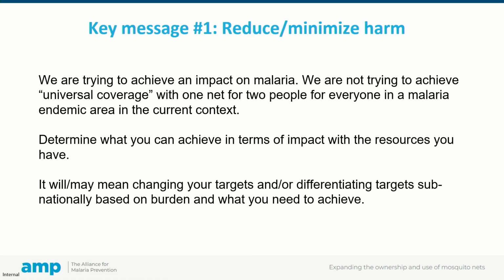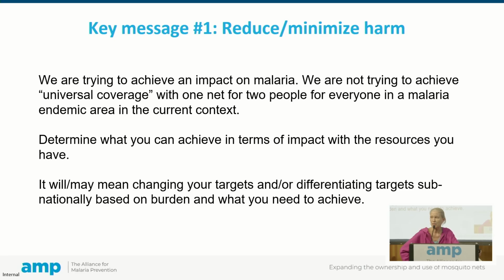Key message 1, I've got 5. So we're trying to achieve impact on malaria. Again, this is a long-term objective. We're not trying to achieve universal coverage. You need to determine what you can achieve in terms of impact with the resources that you have. And this is likely going to mean that you're going to need to change your targets or differentiate your targets based on subnational data burden and what you decide to do in each area, and then what you need and are trying to achieve.